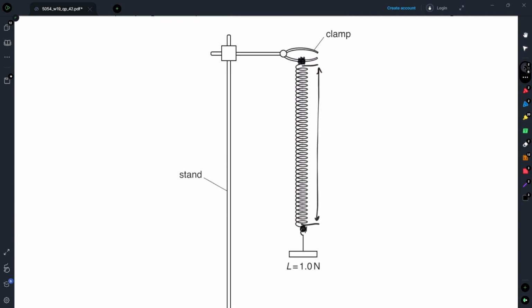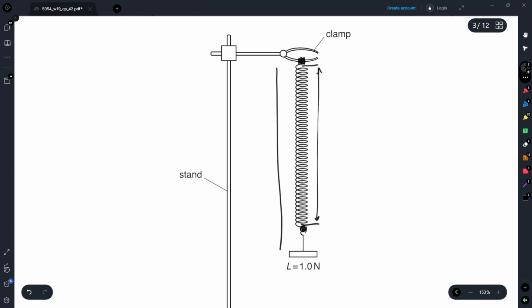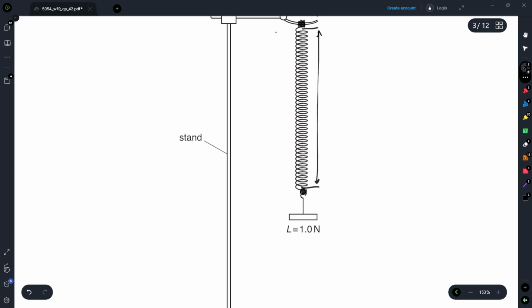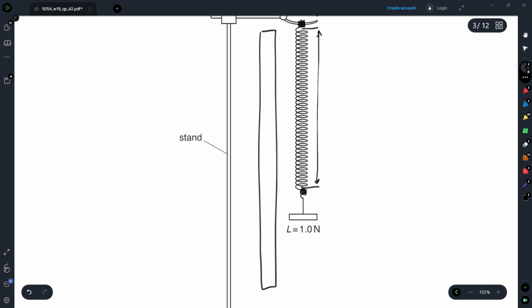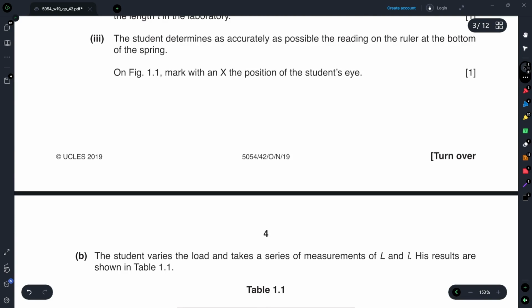So keeping that in mind, I'm gonna maybe draw the ruler over here. Now 66 millimeters is a very small length. ठीक है, तो आप रूलर जो है वो थोड़ा सा एक्सटेंड कर दोगे, like so. Okay, you're going to draw a ruler like this, maybe slightly above, ताकि वो dead space ना आ जाए. ठीक है, and you're going to mark the eye with an X over here. It says mark X the position of the student's eye. So you don't need to make the eye, you just gotta mark it.